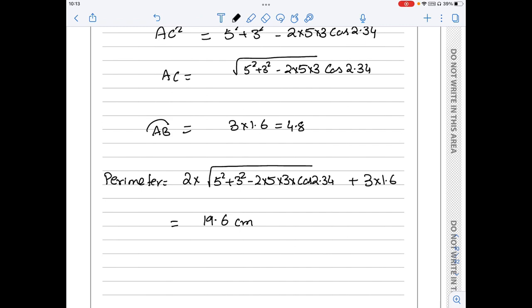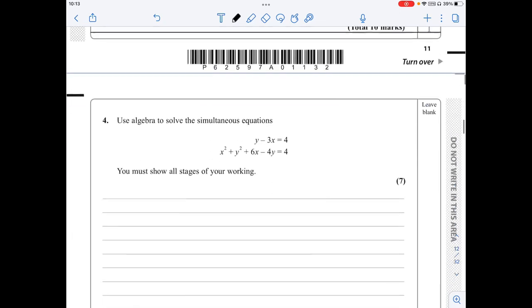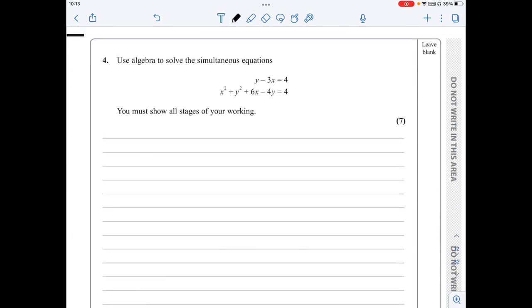Now coming to the next question. Question number 4. Use algebra to solve these equations, and you should show all the working there. So what does that mean?